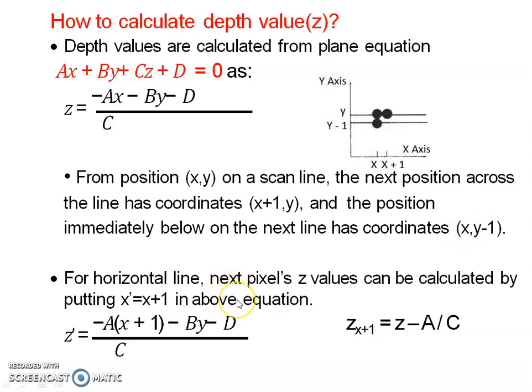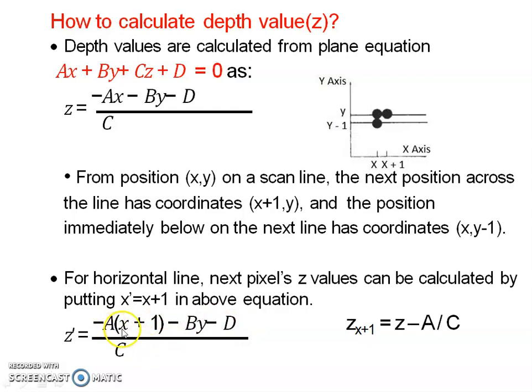For a horizontal line, the next pixel z value can be calculated by putting x dash equal to x plus 1 in the above equation. So I will get z dash is equal to minus A into x plus 1 minus By minus D by C.